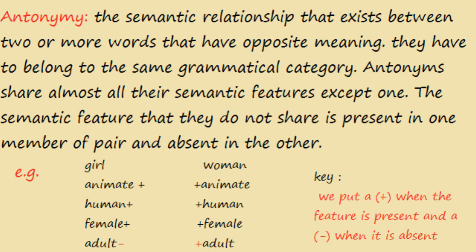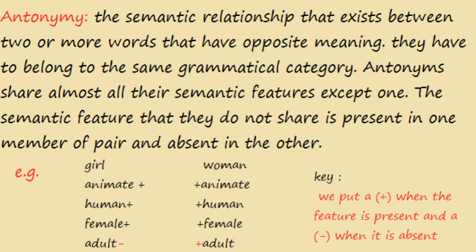So, the semantic feature that they do not share is present in one member of the pair, which means in one word, and absent in the other one. Let's take an example and you will understand what we mean by the features, present and absent. If we take the word girl, and we take the word woman.